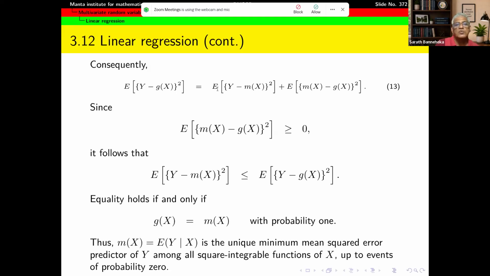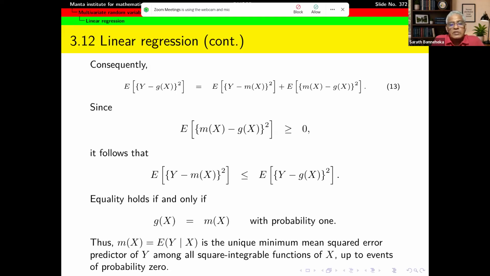Mean squared. Mean is this one. This quantity is the error. So this whole thing is the squared error. Mean squared error predictor of y among all square integrable functions of x up to events of probability 0. So therefore, this mx is one type of optimal predictor of y.